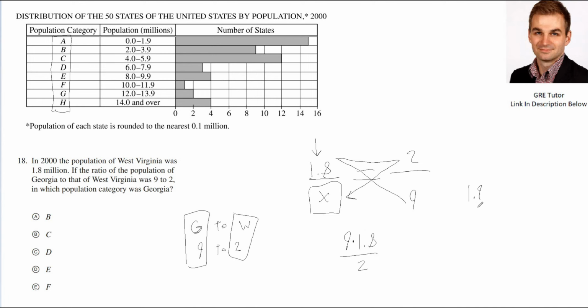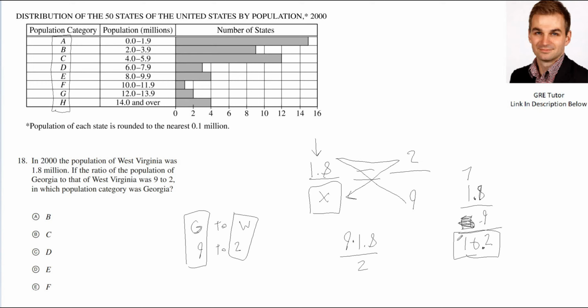Alright, so 1.8 times 9 is, 9 times 8 is 72, I think. 9 times 1 is 9 plus 7 is 16. So 16 comes down here. Sorry for that. And you get 162. Now remember, you have to keep that decimal. So how many decimals there are up here, you have to put down here. So that's 16.2.